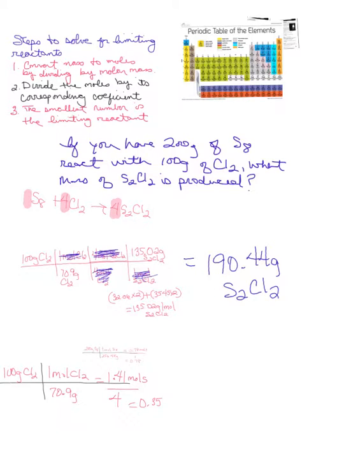I just wanted to make sure that you got to see it again, just in case you had any questions. This is just another step building onto what we've already been doing. And the steps are, again, fairly easy. Convert the mass to moles, divide the moles by the coefficient, and then whichever number is the smallest one, that's our limiting reactant, where we can only produce as much product as what our limiting reactant allows.